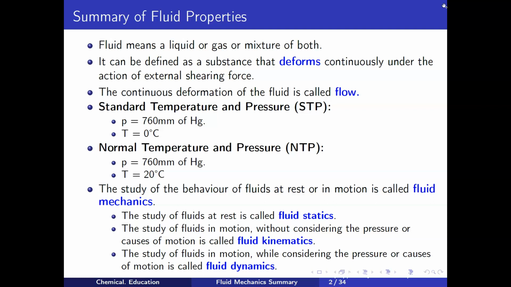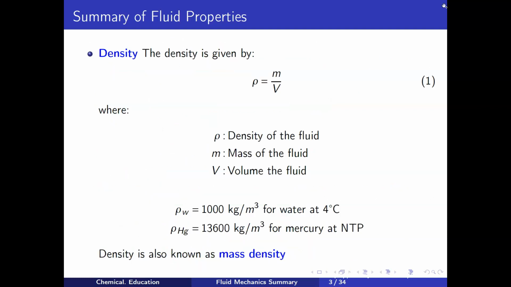The study of the behavior of the fluid at rest or in motion is called fluid mechanics. The study of fluids at rest is called fluid statics. The study of fluids in motion without considering the pressure or cause of motion is called fluid kinematics. The study of fluids in motion while considering the pressure or causes of motion is called fluid dynamics.